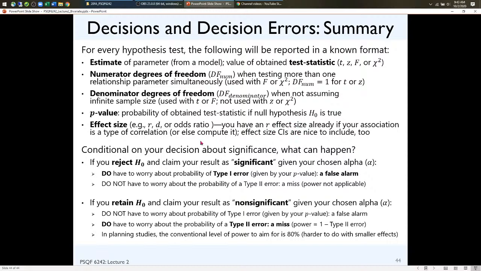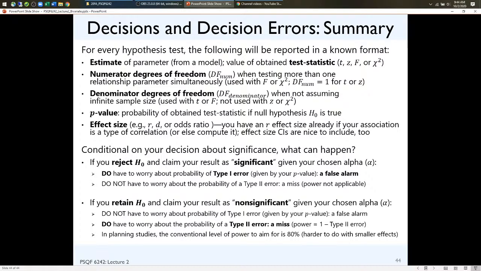So given your decision about significance, just to review the two kinds of errors that we can make. If you reject the null hypothesis, so if the null, for instance, is that there is no association, and you find an association that would be declared unexpected if the null were true, we say that the result is significant, that it looks like the relationship is not zero. In making that claim, we do have to worry about the fact that it could be a false positive. And the rate of false positive, your type 1 error rate, is your alpha level.